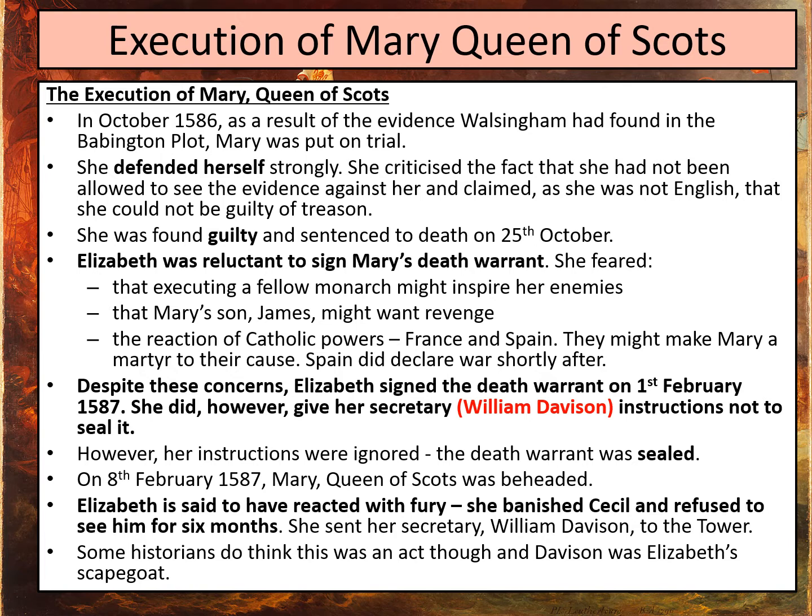This is where the tale becomes a little bit tricky because Elizabeth herself was really reluctant to sign Mary's death warrant. She understood that if she allowed Mary to be executed, that her enemies may have the ability to do the same to her. That if you kill an anointed queen, then what you're saying is that queens can be killed. There was also the problem that Elizabeth's only heir now, the son of Mary, James of Scotland, might actually want revenge for his mother's death.